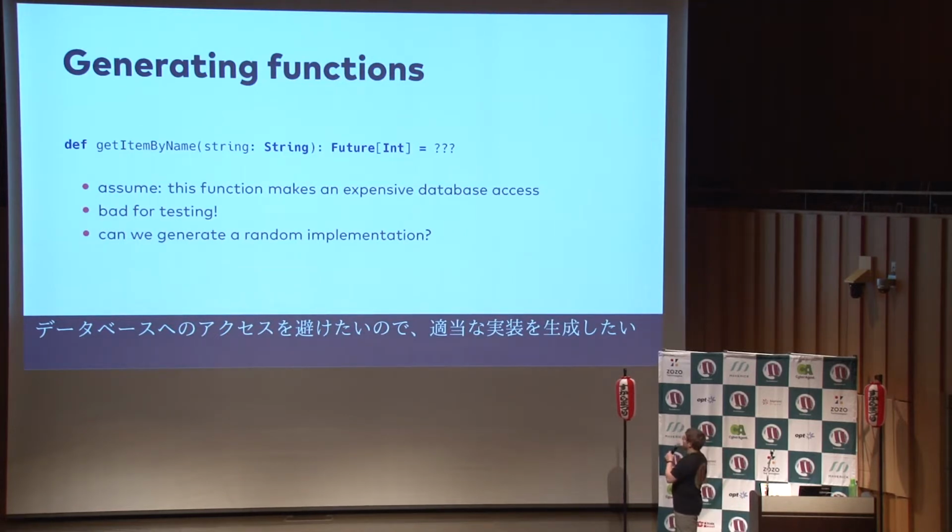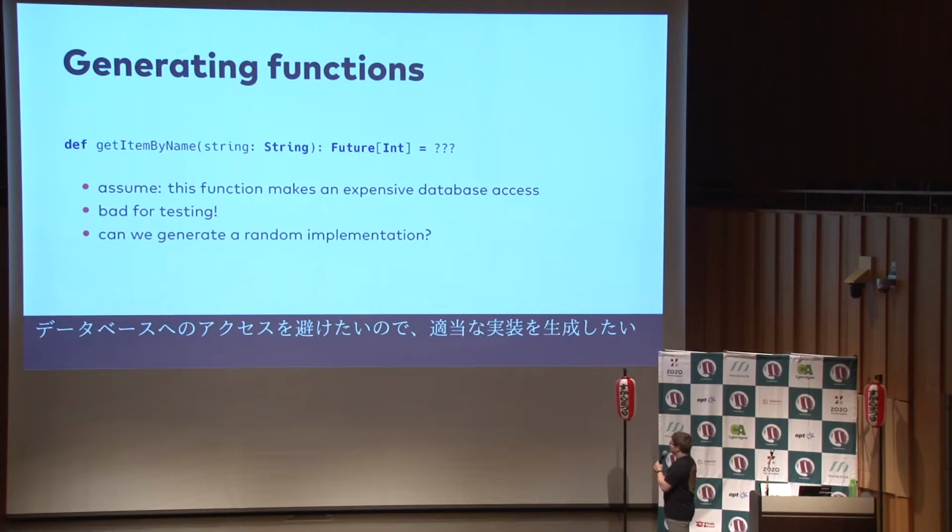Imagine you're writing some code that looks up some kind of item by name and maybe returns a price. So you have some products, and these products have some price, and you want to implement a shopping cart that computes the total value of all the items. And then you would maybe do a database access, so the type here takes a string in and returns a future of int. Now you can implement the shopping cart with that.